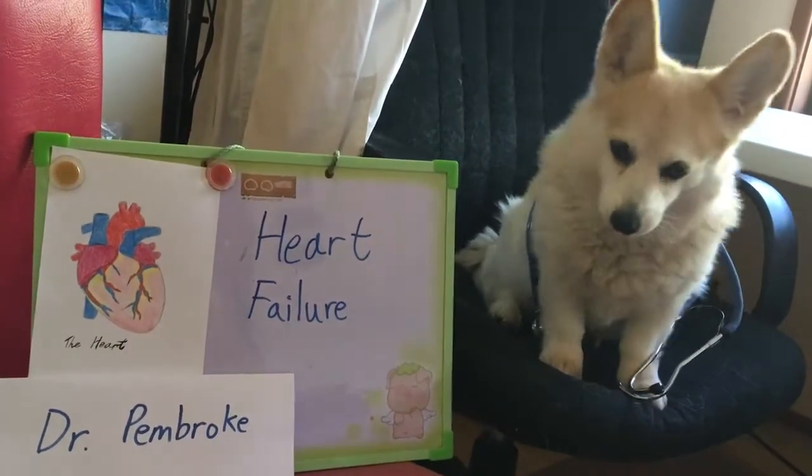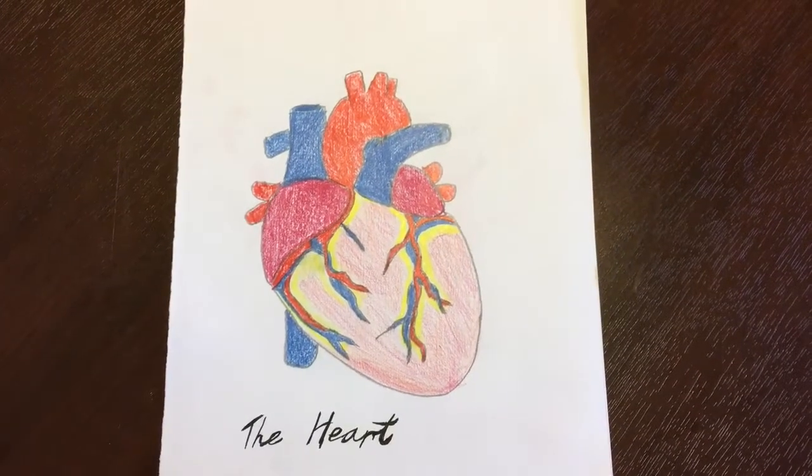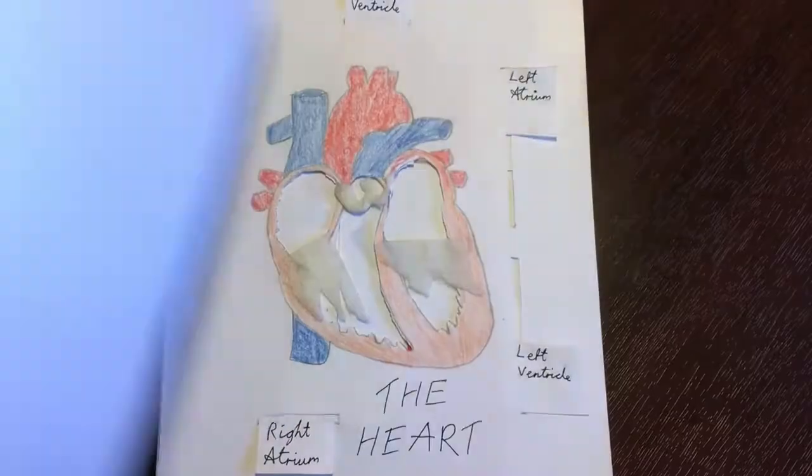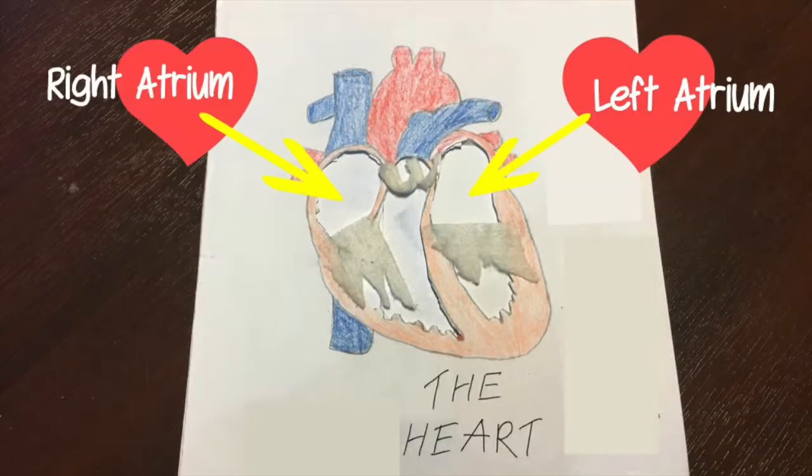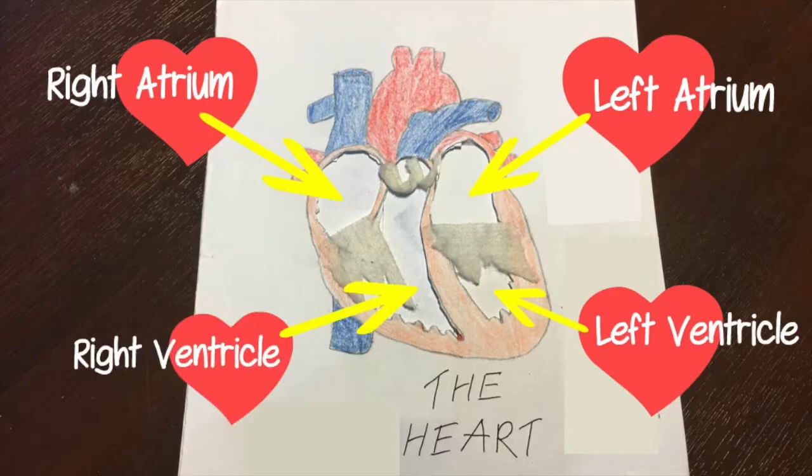Today we are going to learn about the disease heart failure. Let's start with the heart. This is the heart. It is a vital organ that keeps us alive. It has 4 chambers, the left and right atrium and the left and right ventricles.